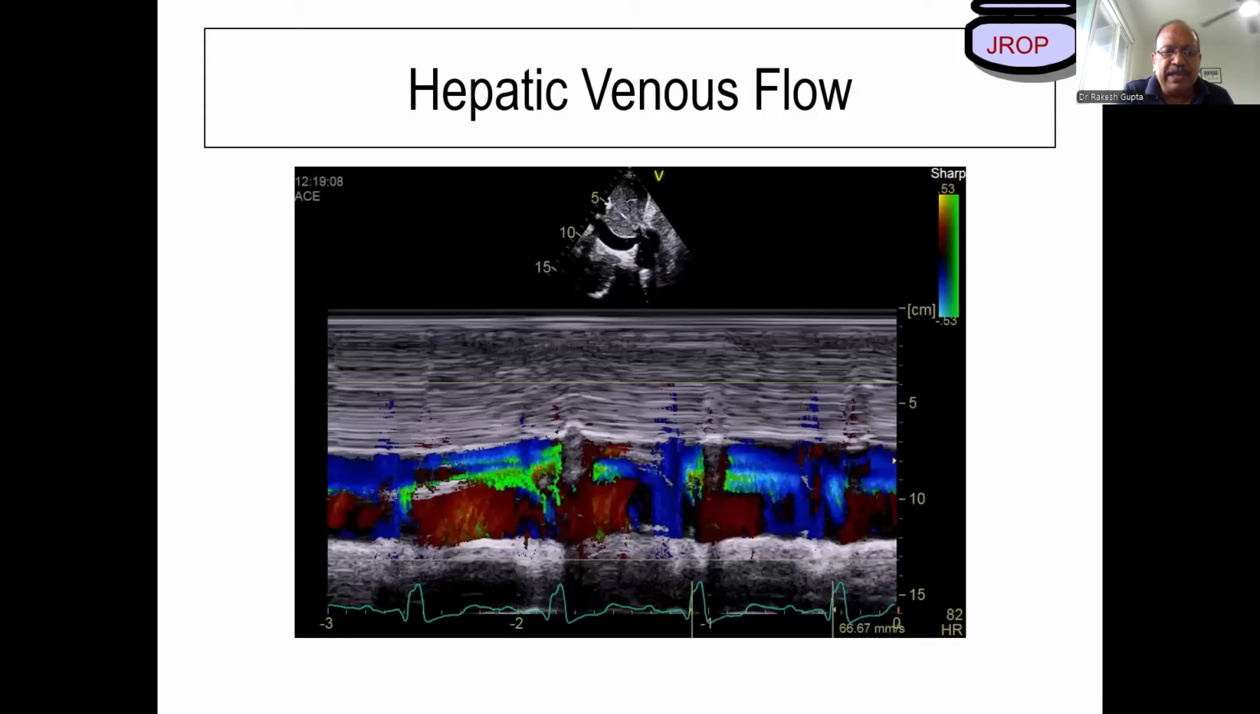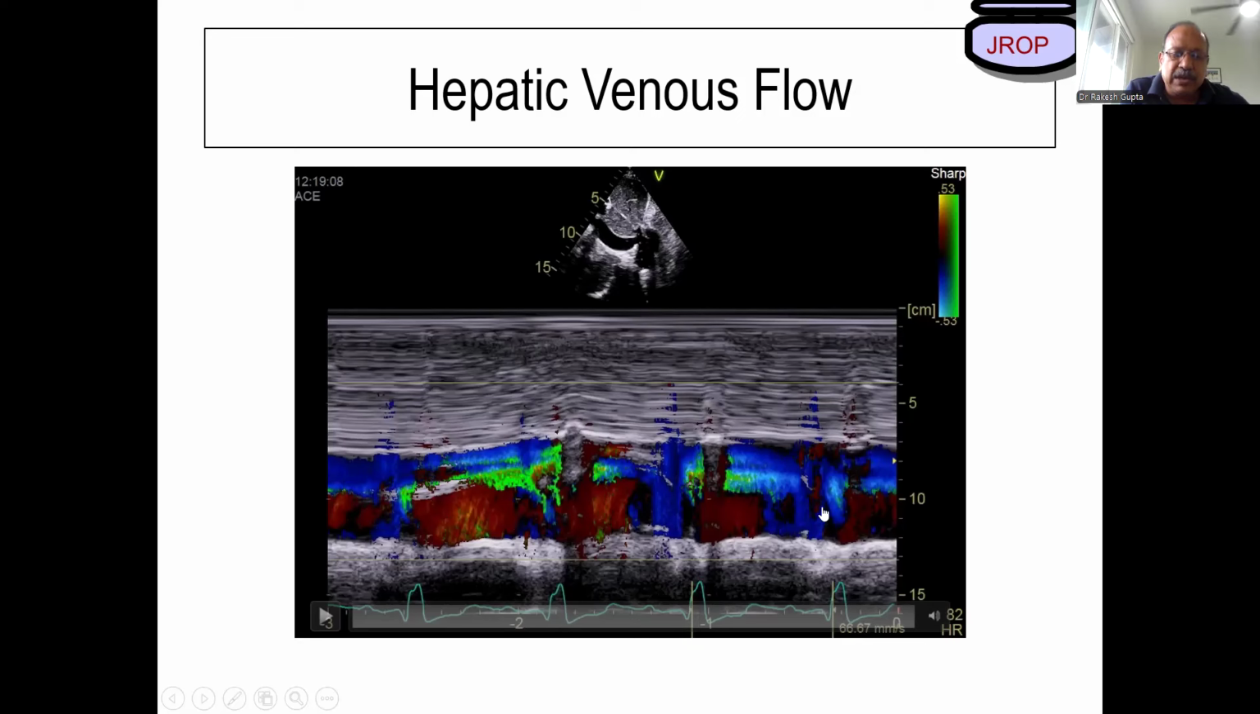Now let's move to the next film. In the same patient, I place this cursor line into the hepatic vein and try to do the M mode. What is my M mode saying? This is my M mode over here. And what is this telling me? This is all red in color and this is slight blue in color. Red in color, slight blue in color. These are respiratory variations.